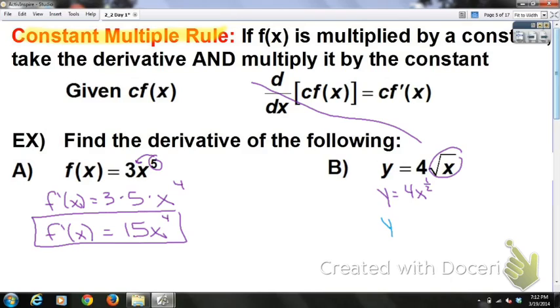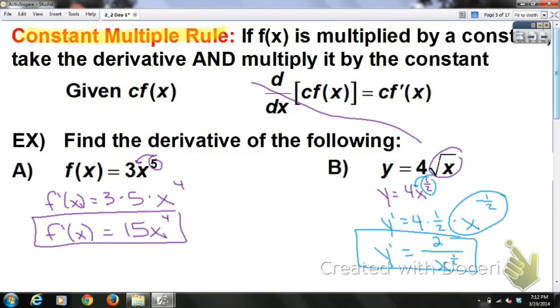So y prime is equal to 4 times this 1/2 gets multiplied out front, so 4 times 1/2 times x to the 1/2 minus 1, which is going to give us negative 1/2 power. We need to take that negative power and move it down into the denominator and clean things up. So y prime is equal to 4 times 1/2 is 2, so 2 over x to the 1/2 power. If you prefer to write the 1/2 power as the square root of x, that's also okay. But again, positive fractional exponents are okay.